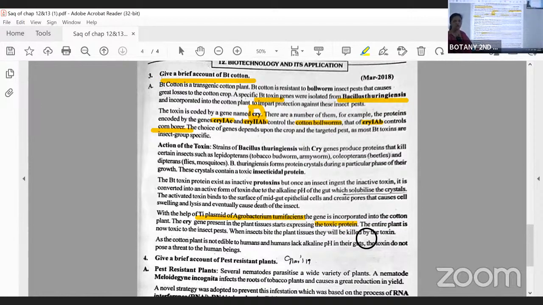Like this, we can conclude. That means nearly 8 points we have to write over here. So how to give this answer? What to describe about Bt cotton?